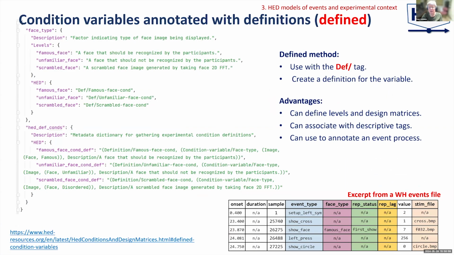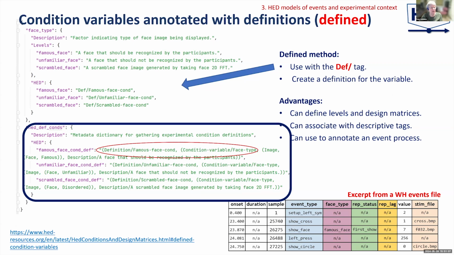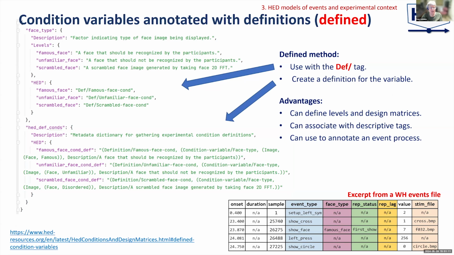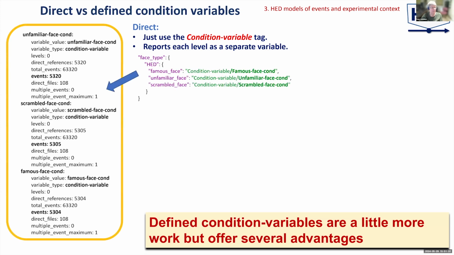So let's look at how that happens. You define this as famous face, and you give the definitions. Here are the definitions. And then you create a definition variable. And then if you use onsets and offsets, you can get out the design matrices. And we'll look at how that goes a little bit. So direct, you just use a condition variable tag like this. And when you get a summary out, it's just treating each one of these as a separate tag. So for example, the famous face condition, if you look at the bottom, it appears 5,304 times out of a total of 63,000 events, and it's direct. That tag is just sitting there. That's what direct files means.